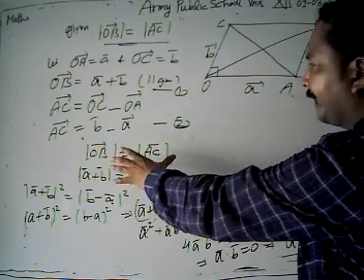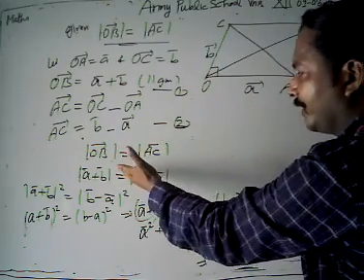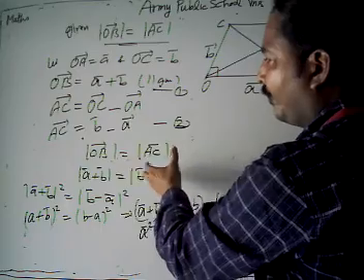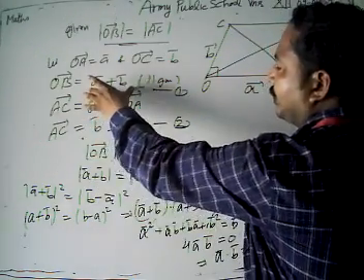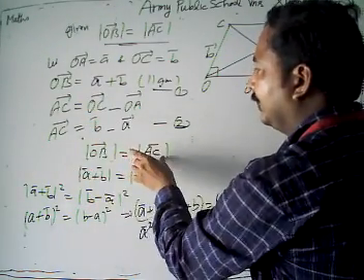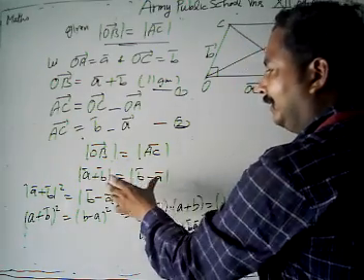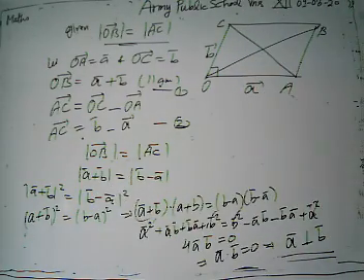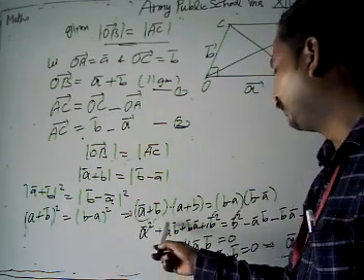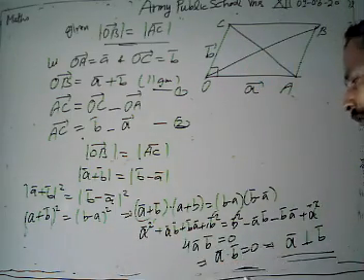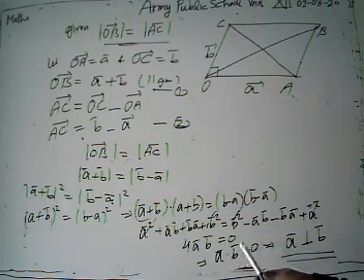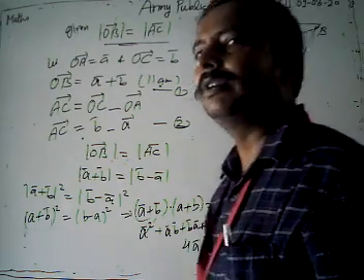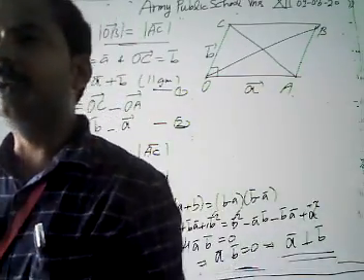Then since the lengths of the diagonals are equal, we start with OB equals AC. OB is A plus B, and AC is B minus A. Taking square of both sides, and knowing that the square of a vector is equal to the square of its modulus, after solving we get 4 times A dot B equals 0. When A dot B is 0, the two vectors are perpendicular to each other.